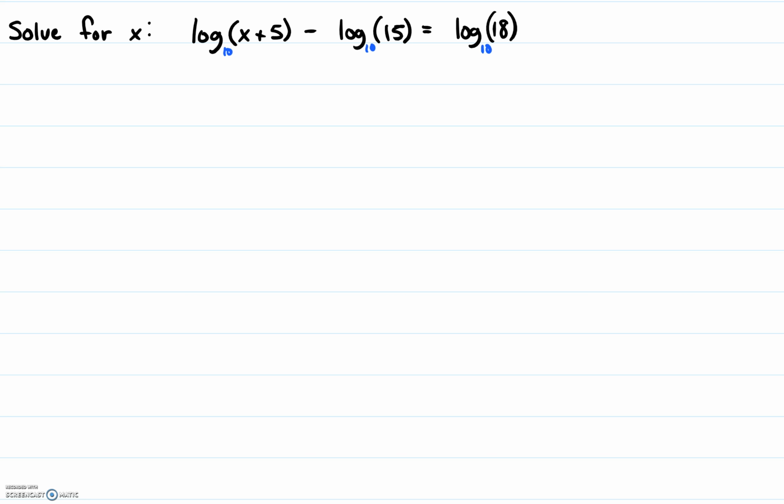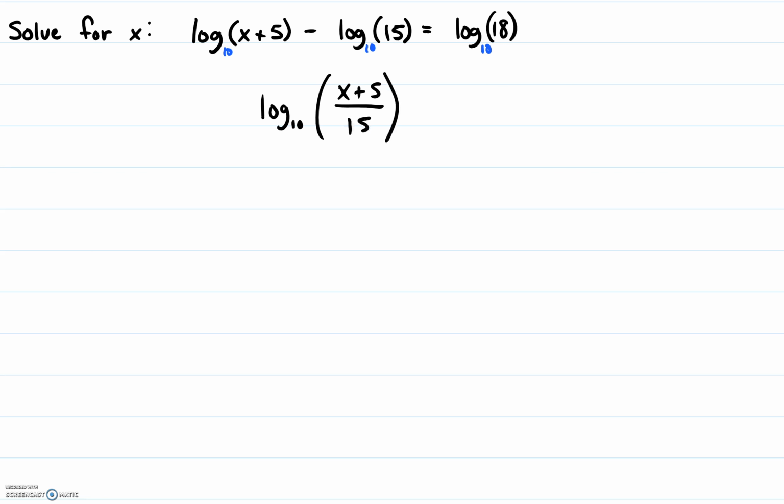And the way we're going to do it is we're going to use the quotient property of logarithms on the left-hand side. So on the left-hand side, we have log base 10 of x plus 5 minus log base 10 of 15. Whenever you have two logs that are being subtracted, you can combine those two logs, or condense them, into one log where you divide what is inside of each of those logs. In other words, log base 10 of x plus 5 minus log base 10 of 15 is the same thing as log base 10 of x plus 5 divided by 15.